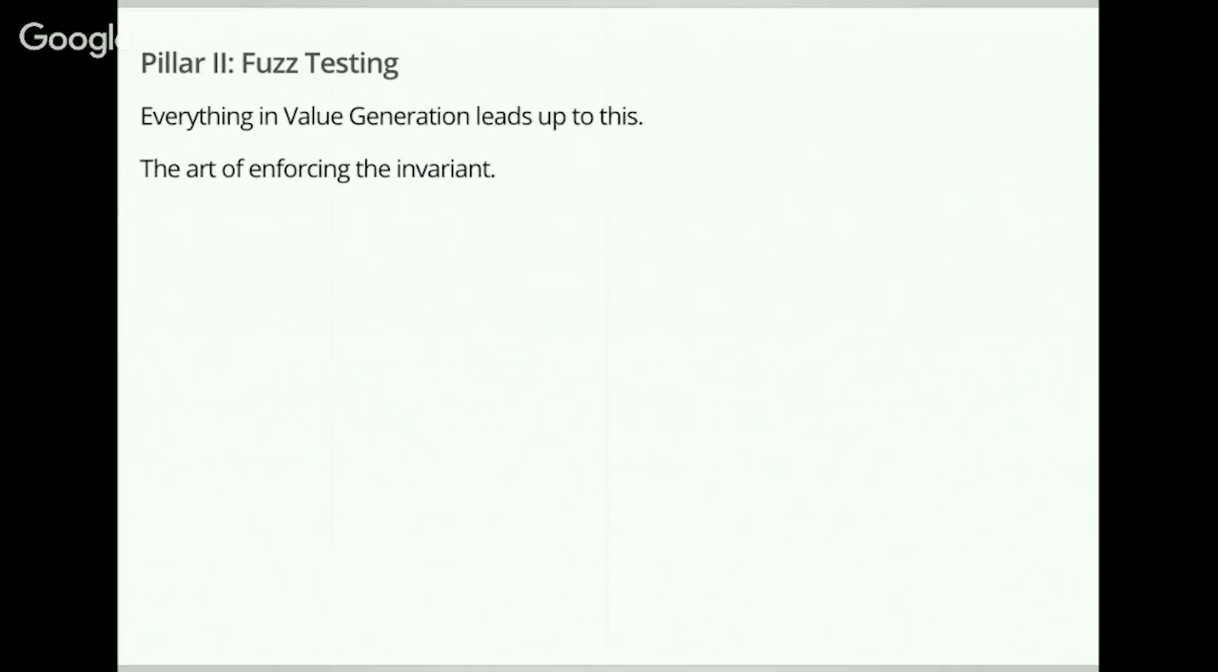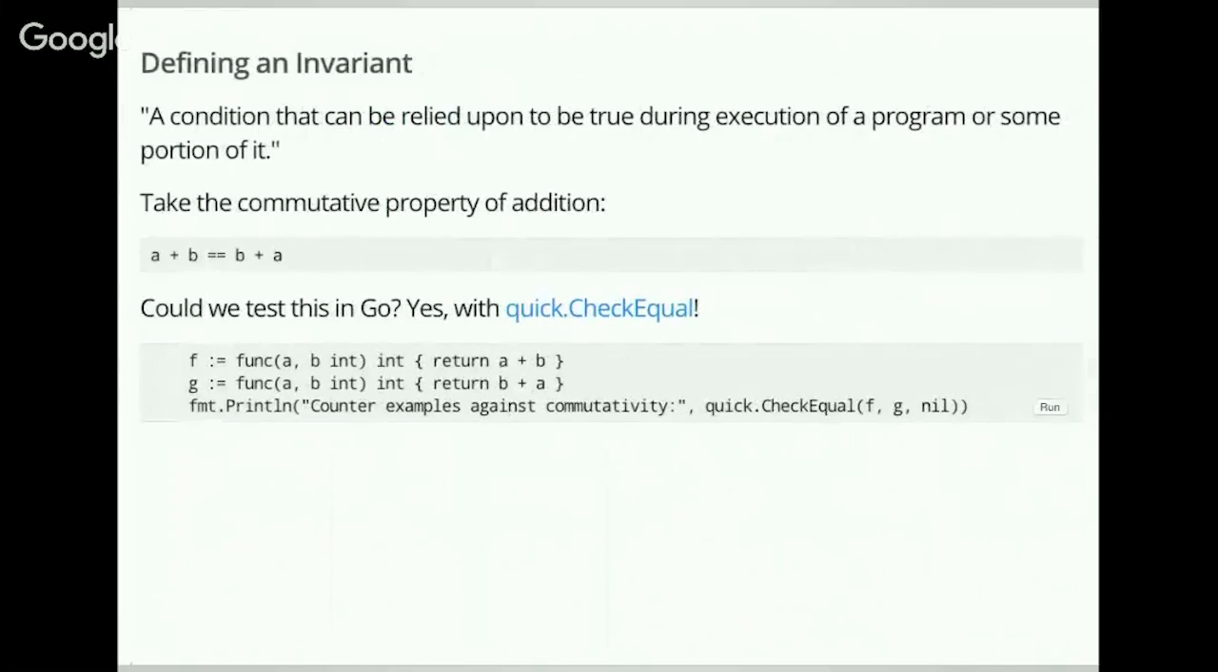So now that we've talked about value generation, let's get to fuzz testing. Basically, what this is about is enforcing an invariant, or a set of invariants. So let's define an invariant. With an invariant, we're saying that given some set of operations, we expect some set of conditions to always hold true. I think that's probably about as simply as we could say it.